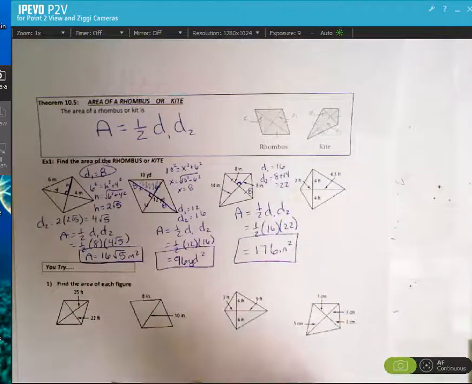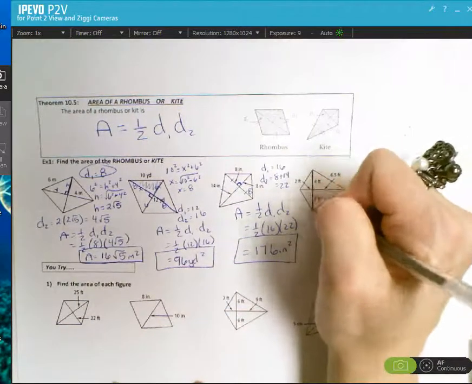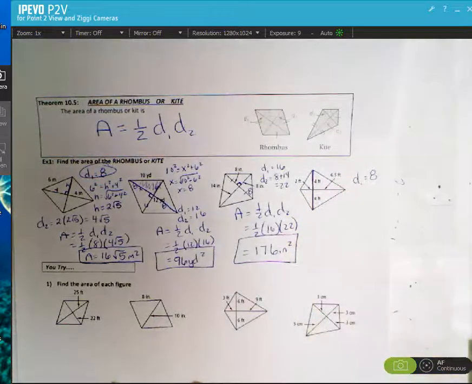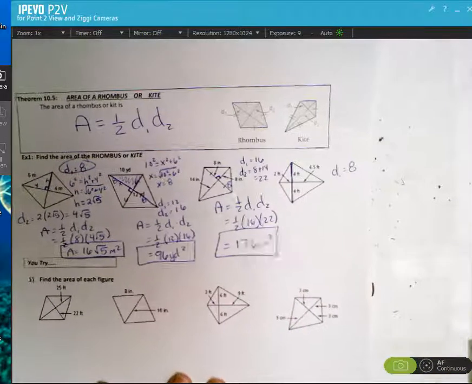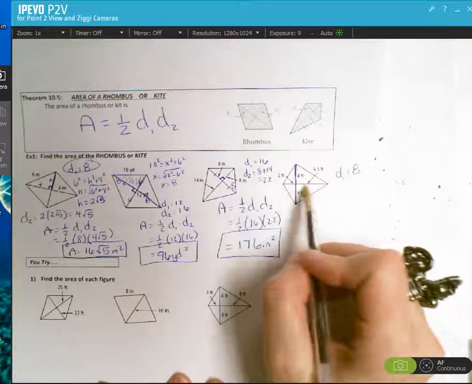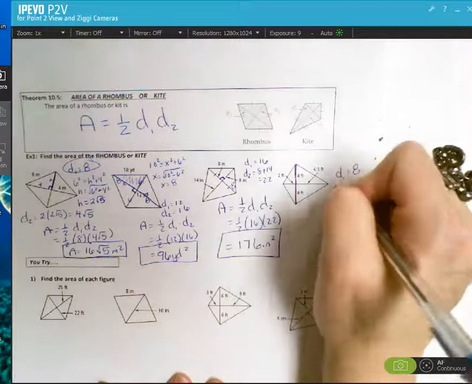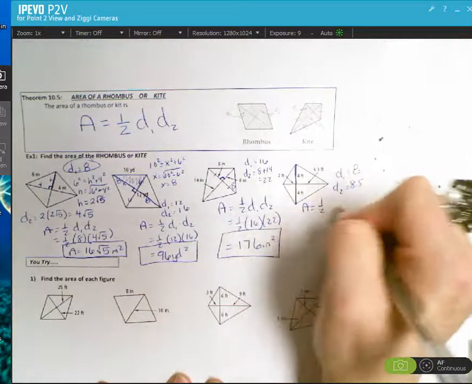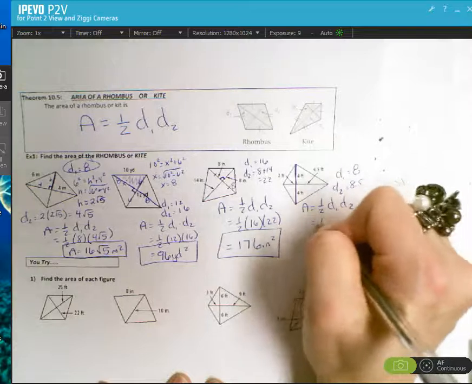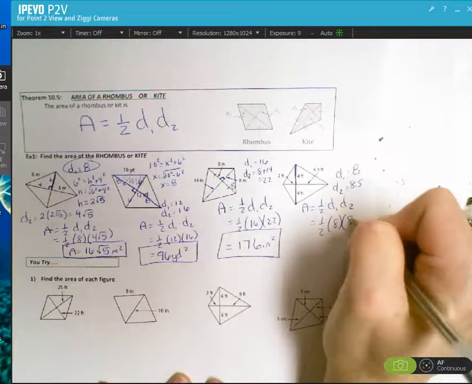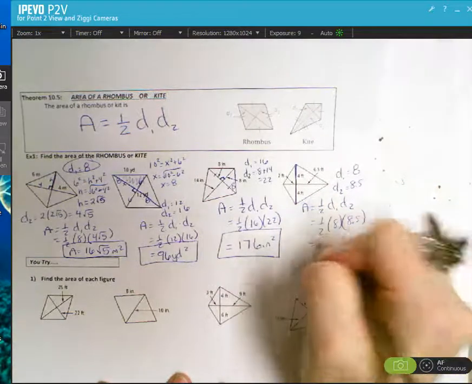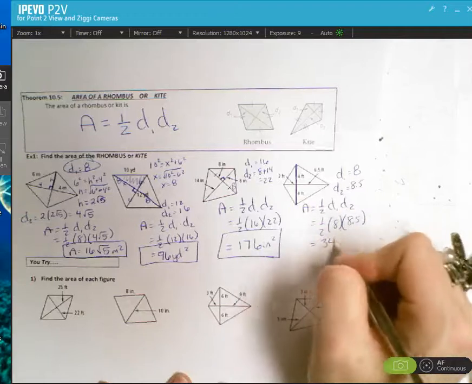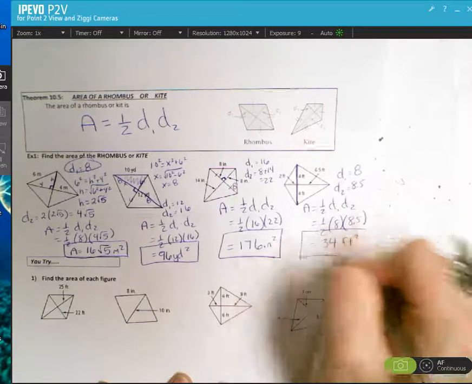Okay, same thing here. I know I have 4 feet here and another 4 feet here, so one of my diagonals is equal to 8. And I have to figure out what my other diagonal is equal to. So let's take a look. We have 6.5 feet and another 2 feet. So my other diagonal is 8.5 feet. And I substitute it. 1/2 d1 d2 equals 1/2 of 8 times 8.5. And that's 4 times 8.5. That is 34. 34 feet squared.